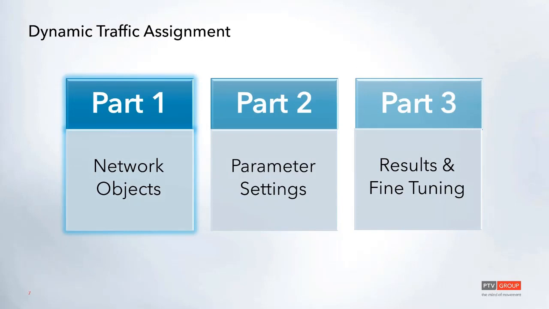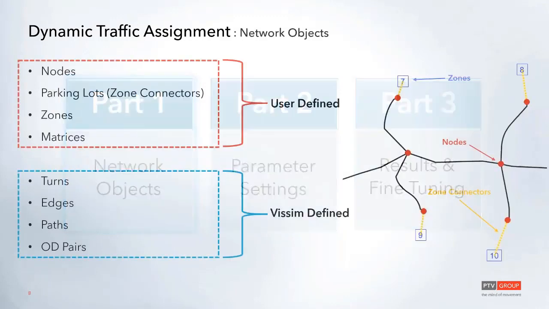For the dynamic traffic assignment, we're going to break this up into 3 parts and cover it over multiple tooltip sessions. The first one today, we're just going to cover the network objects. Then next time, we'll look at some of the DTA parameter settings. And finally, we'll look at the DTA results and then fine-tuning the network.